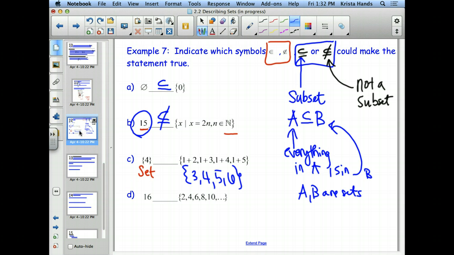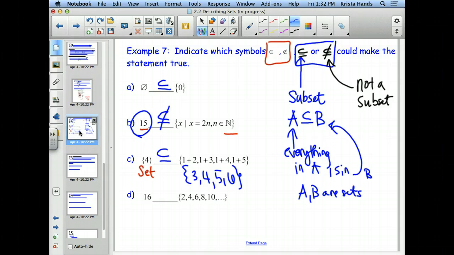Is everything in the set on the left contained in the set on the right? Yes. The only thing that's in the set on the left is the number 4, and that element 4 is in the elements that are on the right set. So this one is a subset. Everything in the first set is contained in the second set.